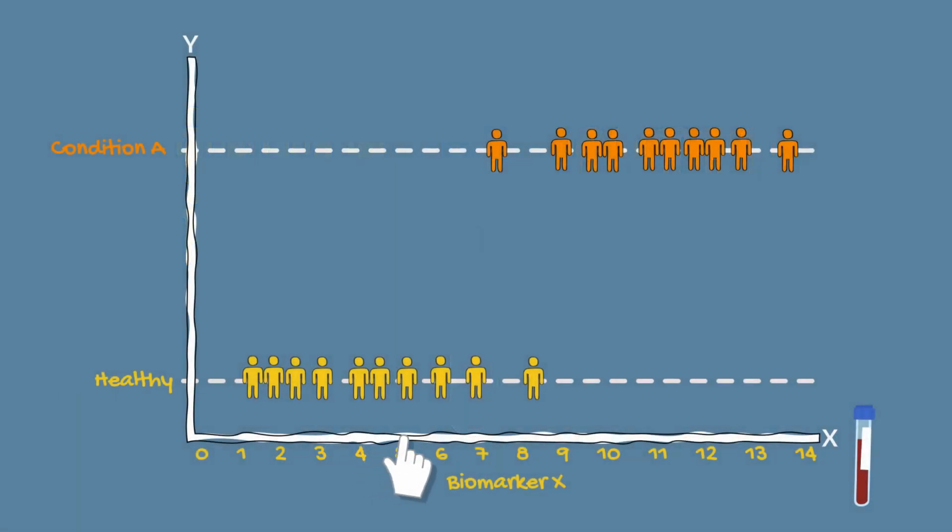Here in the x-axis, we show the level of biomarker X. And in the y-axis, we have either healthy or condition A. Among healthy people, it is varying between 1.2 and 8.5. As you can see, one healthy person exhibits a very high level of this biomarker, while an individual with condition A does not have a very high level of biomarker X.